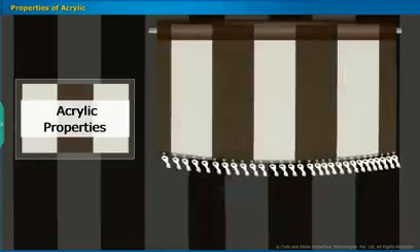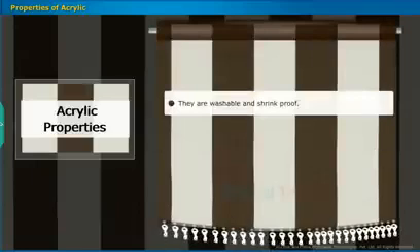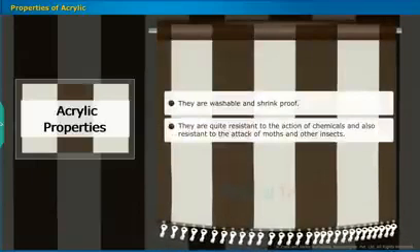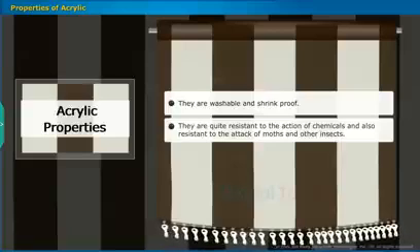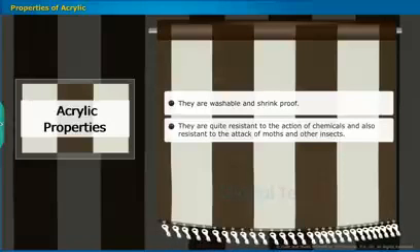Now, we discuss the properties of acrylic. They are washable and shrink-proof. They are quite resistant to the action of chemicals and also resistant to the attack of moths and other insects.